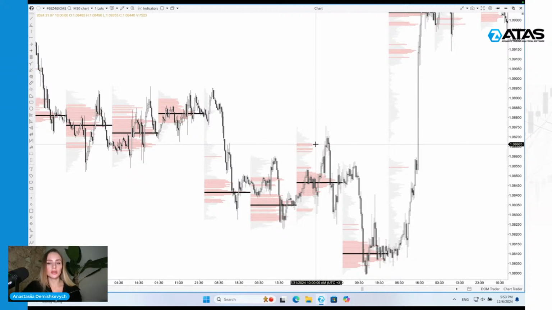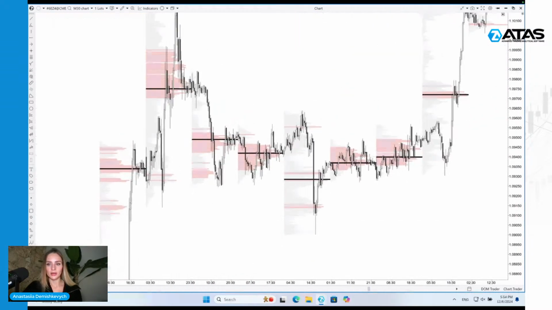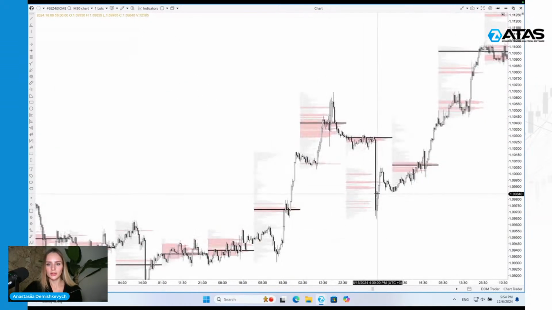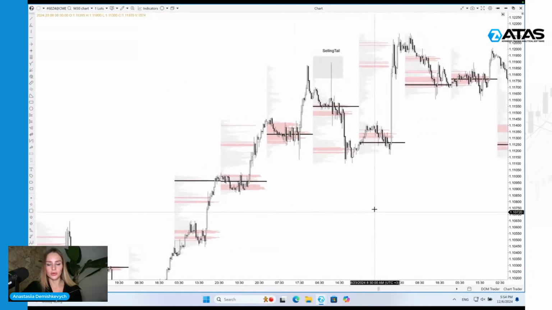So conditions for the third and last trend continuation setup of today are the following. We need to identify the high volume node, and we need to wait for the price to break away from the high volume node, and the high volume node needs to be below for the buy trades or above for the sell trades. Let's find some examples so I can show you what I'm talking about.